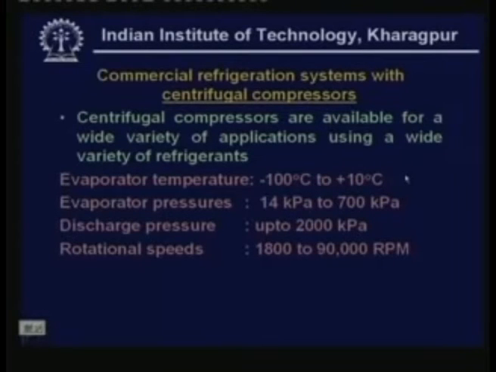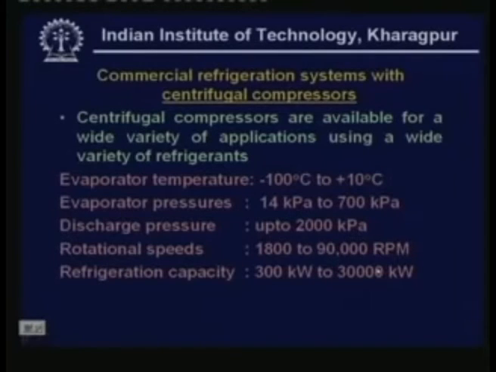Normally very high speeds are obtained by using gear drives. Okay, and the refrigerant capacity can vary from 300 kilowatts to 30,000 kilowatts. Okay, so you can see that normally these are used for high capacity applications.